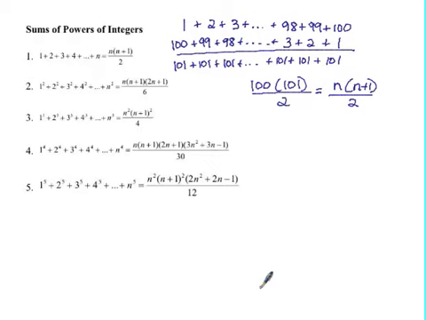Okay? Now, in number 2, if I have 1 squared plus 2 squared plus 3 squared up to n squared, there's a formula that will compute that for you. It's n times n plus 1 times 2n plus 1 over 6.